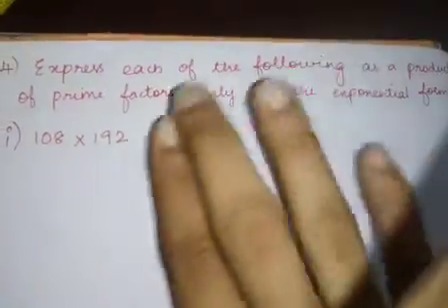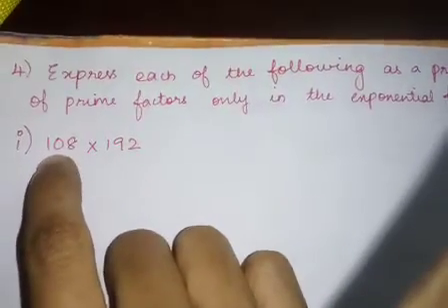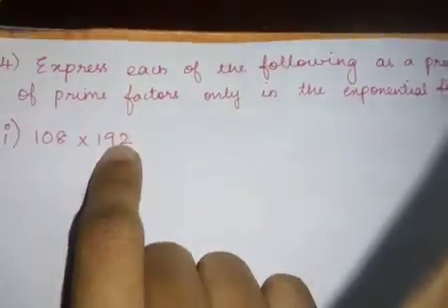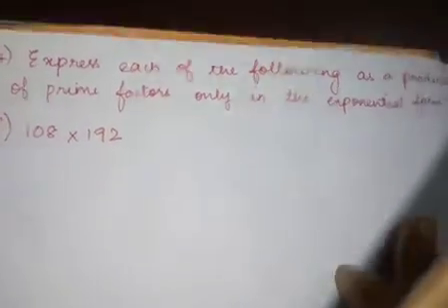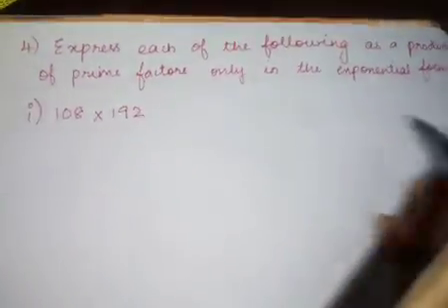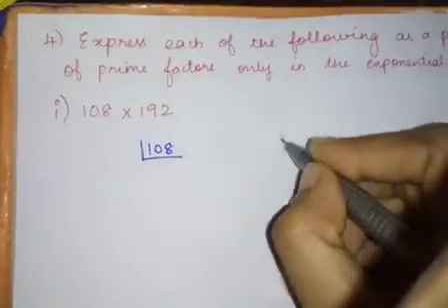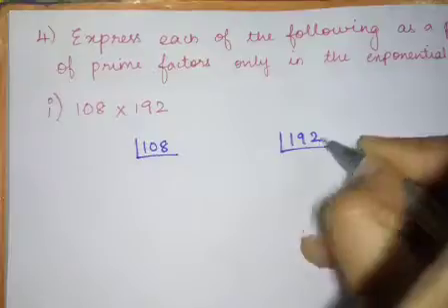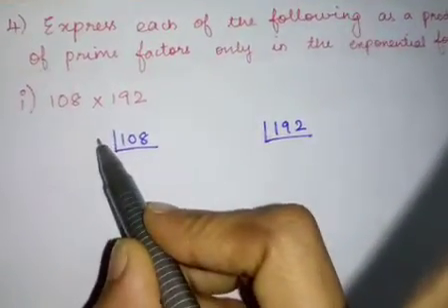In the last exercise only one number was given, and you had to write it in exponential form. But here two numbers are given. So what will you do? You should do the prime factorization for both the numbers and write it. Okay. So first I am going to do it for 108, then for the second, 192.